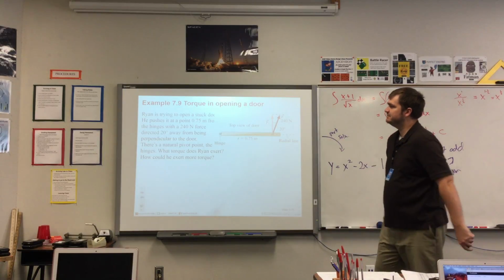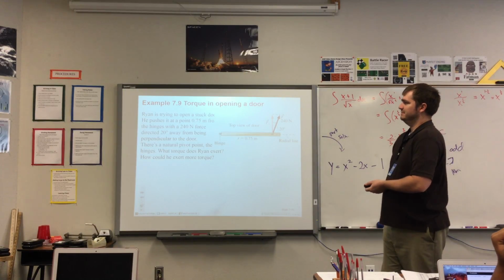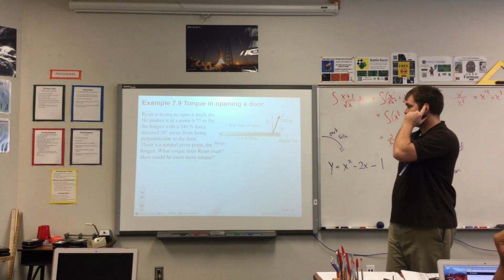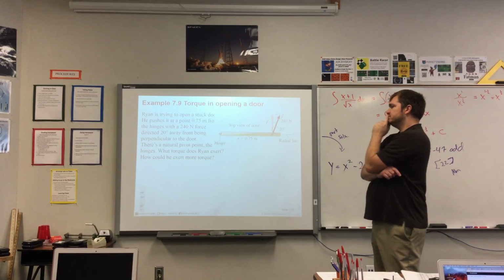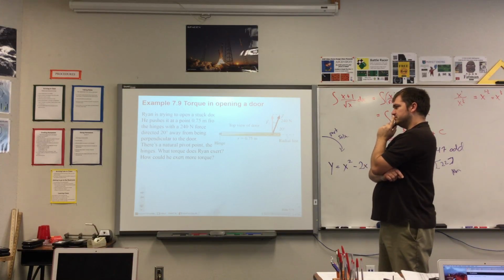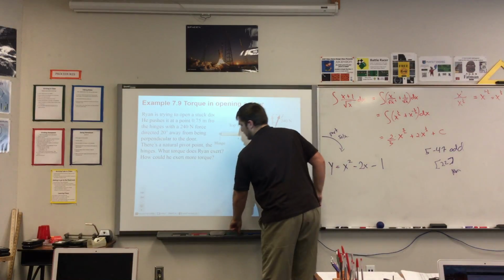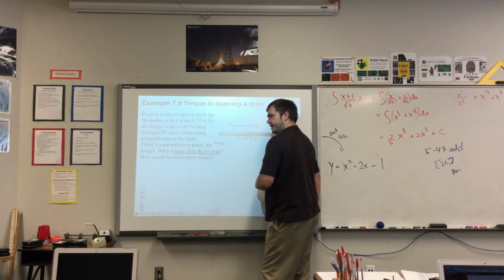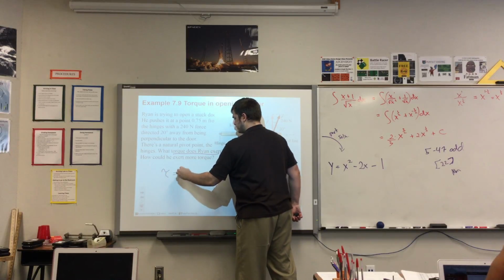Ryan is trying to open a stuck door. He pushes it at a point, this is 0.75 meters from the hinges with a 240 Newton force directed 20 degrees away from being perpendicular to the door. There is a natural pivot point in the hinges. What torque does Ryan exert, and how can he exert more torque? Okay. All right. Well, it's asking what's Ryan's torque, and so I know a formula for that.